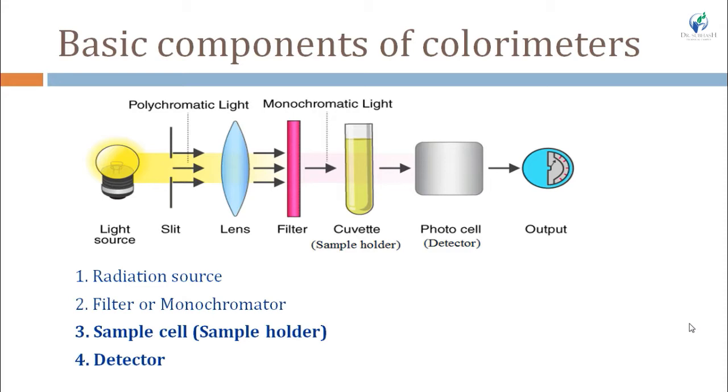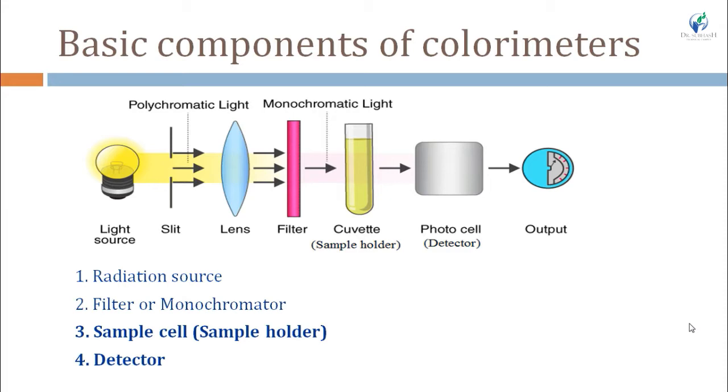In the first lecture we have seen the first two components, radiation source and filter and monochromator. We have seen that the two main radiation sources widely used in colorimeters are the tungsten lamp and the carbon lamp. Filters are of two types, absorption filter and interference filter, and monochromators are further of two types, grating and prism. These prisms are also subdivided into two types, absorption and emission, and the gratings are also subdivided into two types. All these types we have seen in the previous lecture, and in this lecture we will see the sample holder, and the fourth one is the detector.